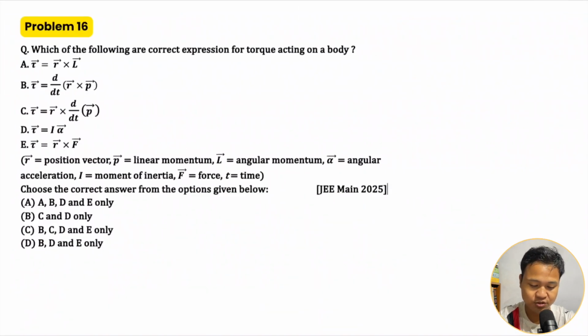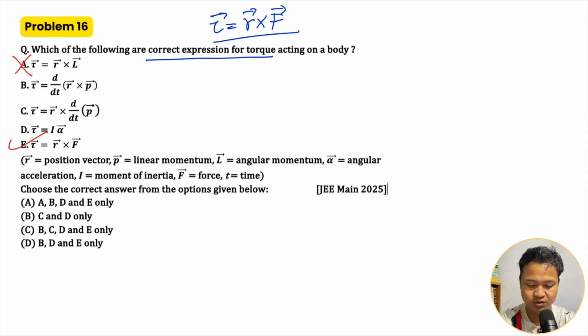Okay, so last question. Which of the following are correct expressions for torque? Here the torque formula is R cross F, so from the options, the last option is correct and the first option is wrong. Now torque is equal to d by dt of R cross P.